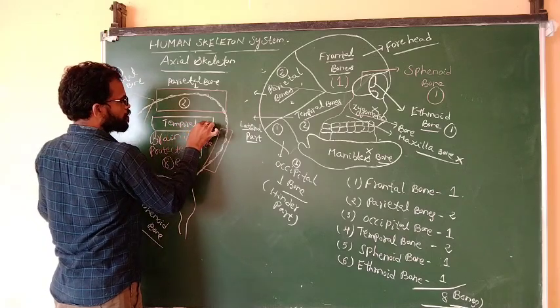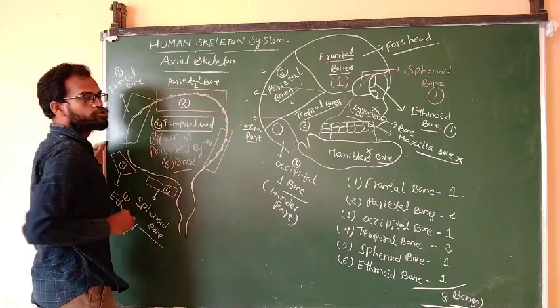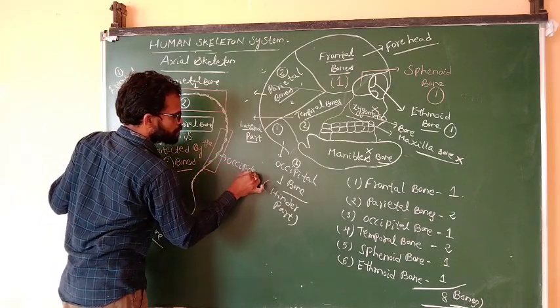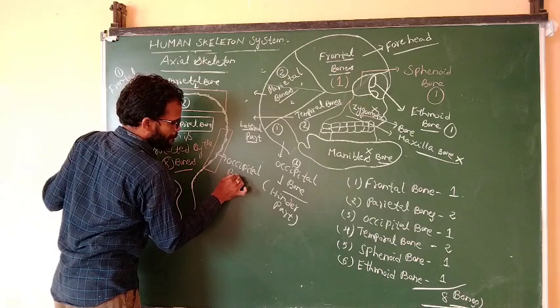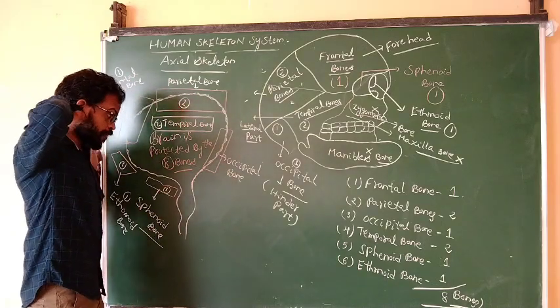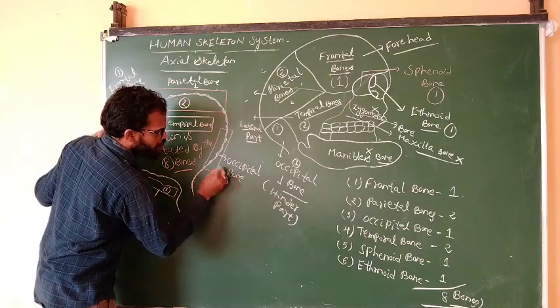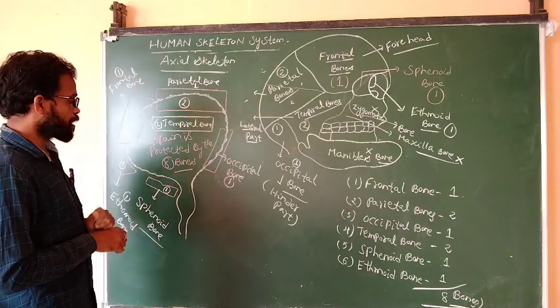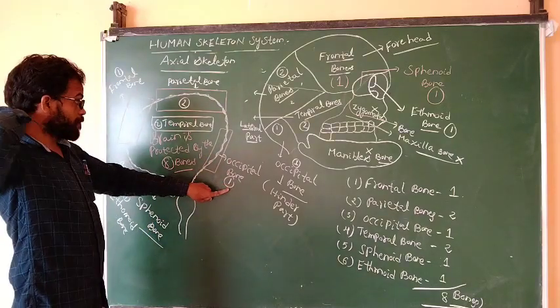Temporal bones. How many? Two. And also the occipital bone. How many occipital bones in total? One.